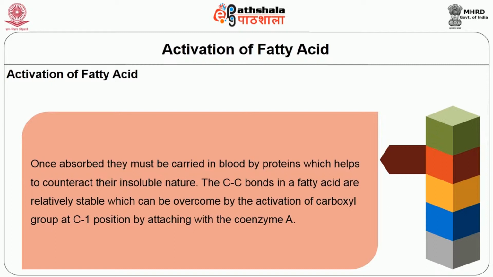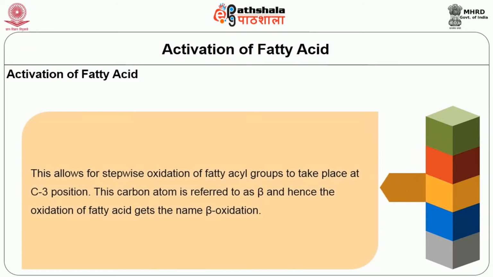The carbon-carbon bonds in a fatty acid are relatively stable, which can be overcome by the activation of the carboxyl group at the C1 position by attaching with the coenzyme. This allows for stepwise oxidation of fatty acyl groups to take place at the C3 position. This carbon atom is referred to as beta, and hence the oxidation of fatty acid gets the name beta oxidation.